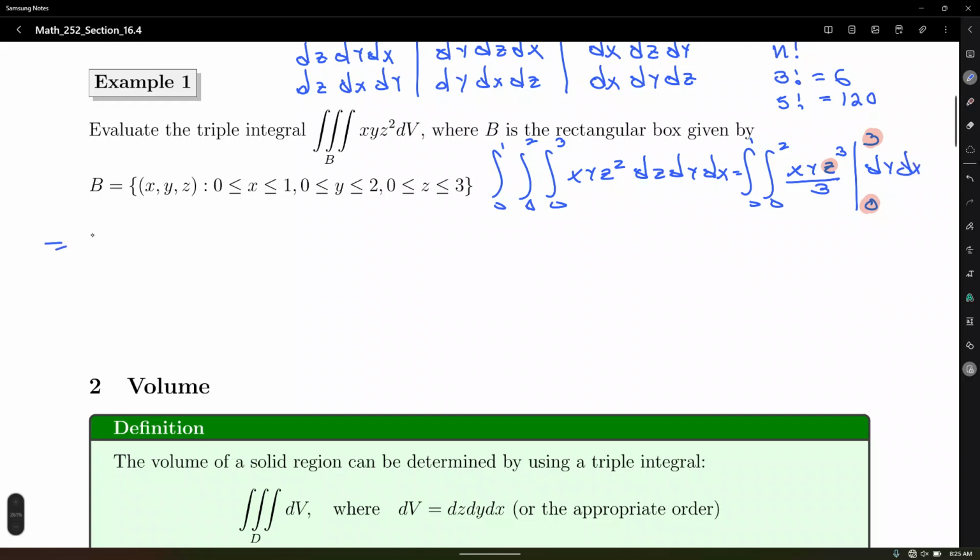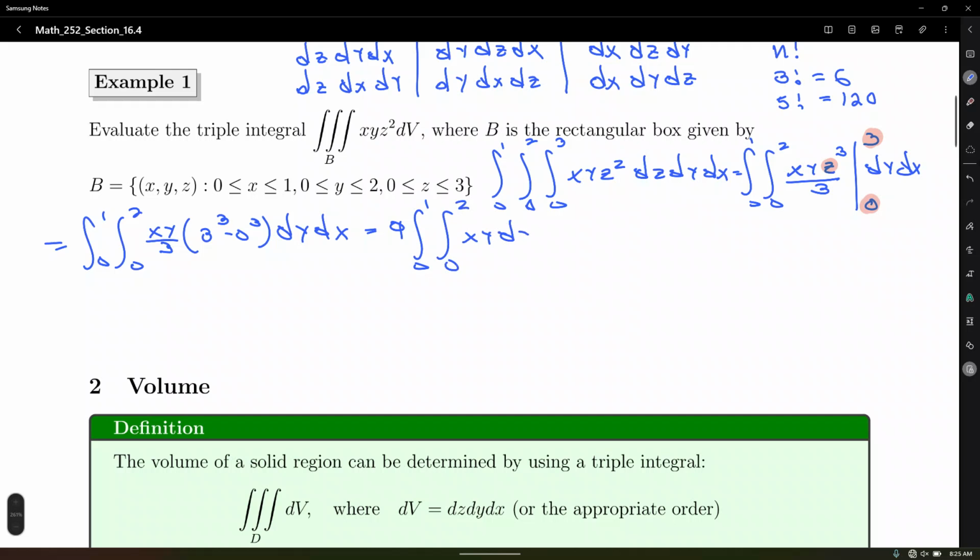Then that's the integral from 0 to 1 and from 0 to 2 of xy over 3 times 3 cubed minus 0 cubed, dy dx. So 3 cubed, which is 27, minus 0, it's still 27, divided by 3, isn't that 9? I'm going to take that 9 outside of the integral. It would be a lot easier. That's 9 times the double integral from 0 to 1 and from 0 to 2 of xy dy dx.